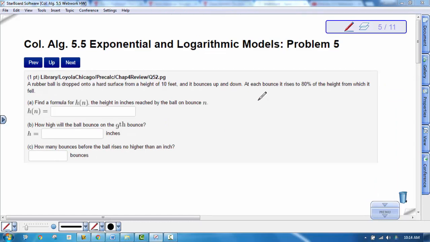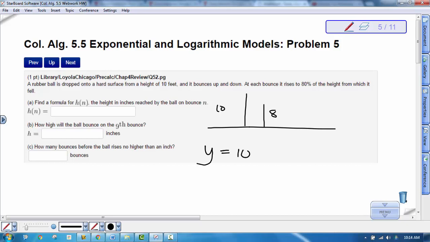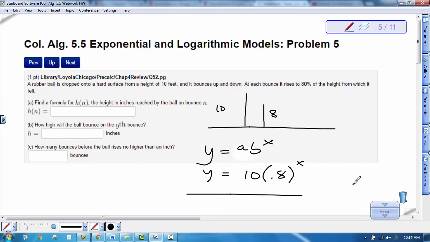The next problem says a rubber ball is dropped from a height of 10 feet. So we've got 10 feet here. And each bounce is going to rise to 80% of its value. So 0.8 times 10 is going to give you 8 feet, and so on. So you can see this pattern here. So what we do is write our equation, which is y equals a b to the x. We're starting with 10 feet, and each time we're going to bounce to 80% of the value. So here's our exponential equation that represents that.